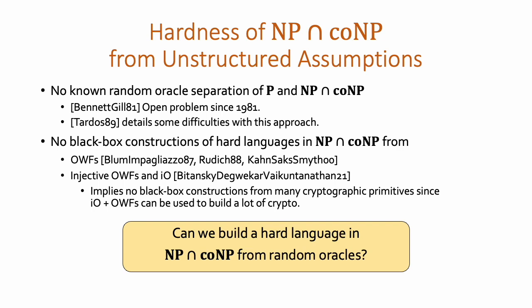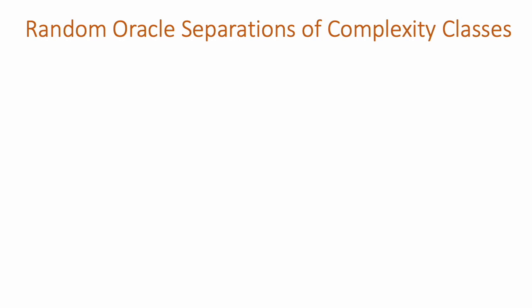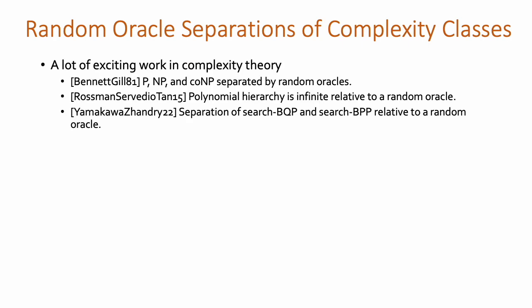Keeping these impossibility results in mind, we now ask whether it is somehow possible to bypass these obstacles and still construct a hard language in NP intersection coNP from unstructured assumptions, specifically from random oracles. Naturally, the moment we talk about constructing hard languages from random oracles, it automatically implies separation of complexity classes relative to a random oracle.